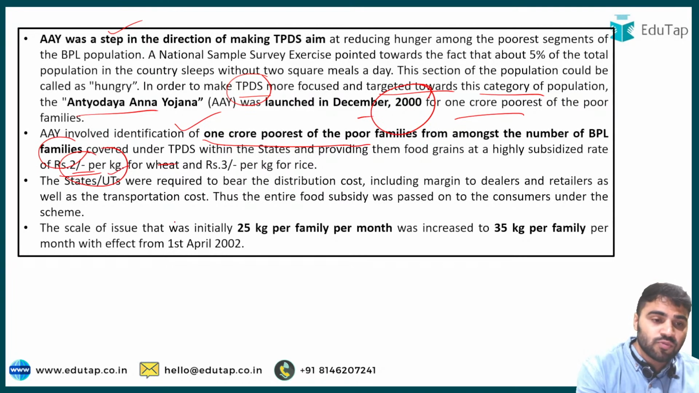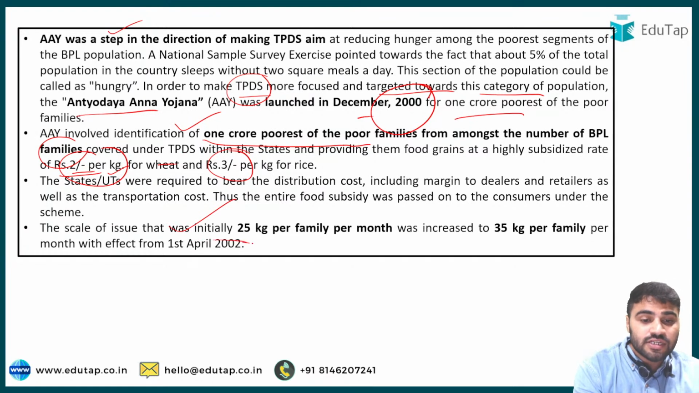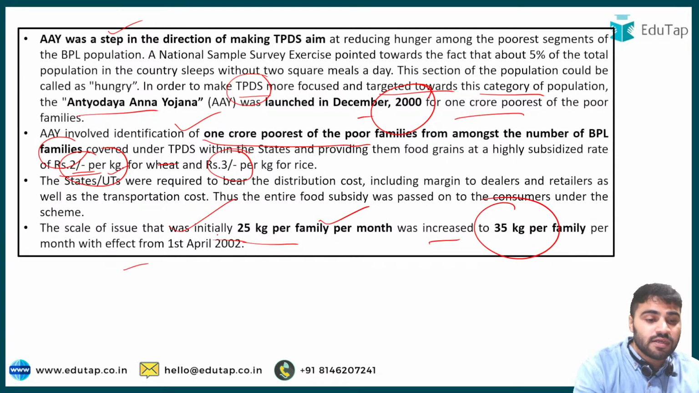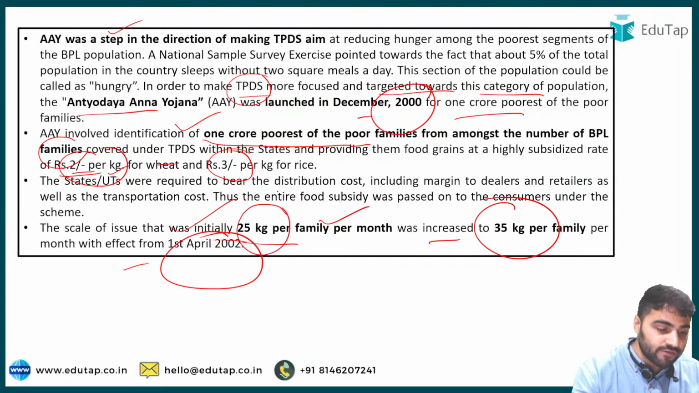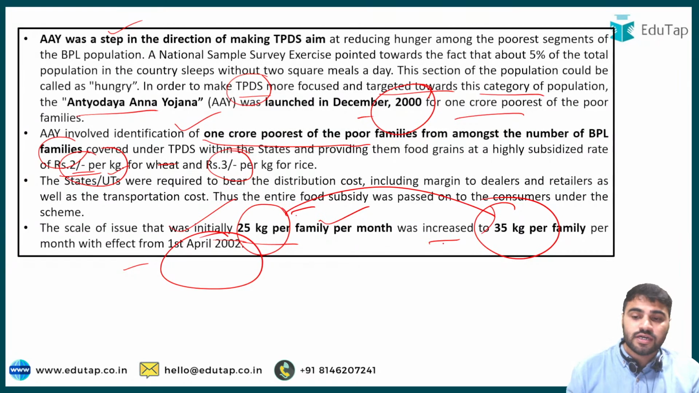For wheat it is 2 per kg and for rice it is 3 per kg. So the scale of issue that was initially 25 kg per month was increased to 35 kg per family per month with effect from 1st April 2002. So this you need to remember that earlier those who were saying 25 kg they were correct, but that was earlier, right? Later on it was increased to 35 kg.